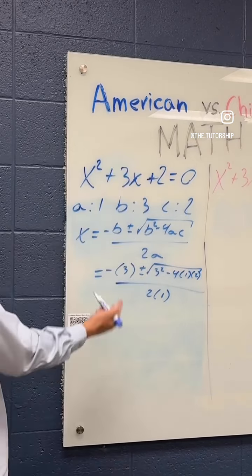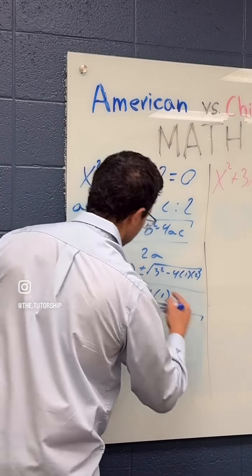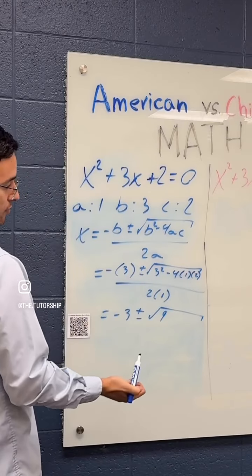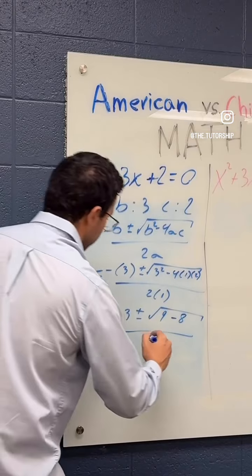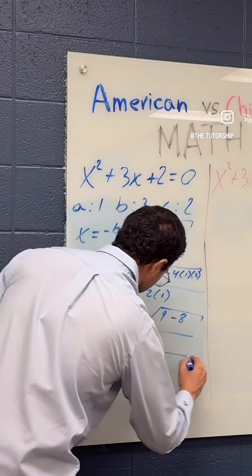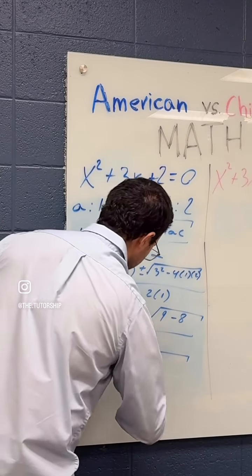Now we have to simplify. So negative times 3 is negative 3 plus or minus the square root. 3 squared is 9 minus 4 times 1 times 2. 4 times 1 times 2 is 8. All over 2 times 1, that's just 2. So we're going to have negative 3 plus or minus the square root. 9 minus 8 is simply 1. The square root of 1 is going to be 1.